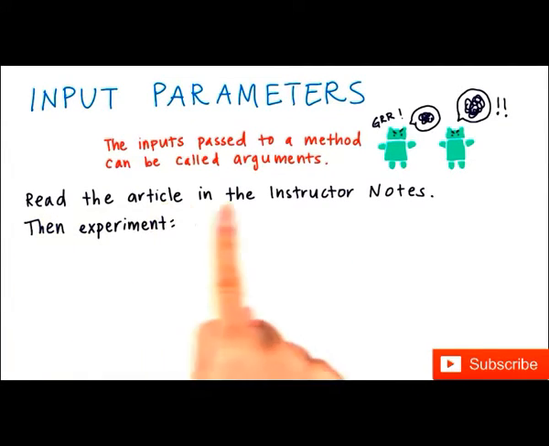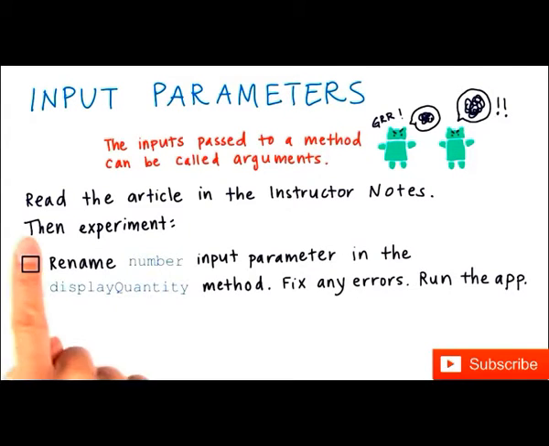In any case, go ahead and read the article in the instructor notes about method parameters. Then go ahead and experiment with the code in your app. First, try to rename the number input parameter within the displayQuantity method declaration. Just simply give it a different variable name.